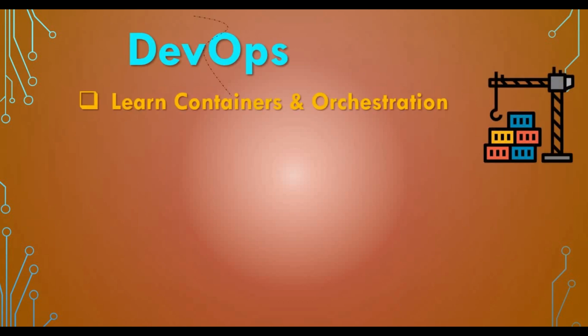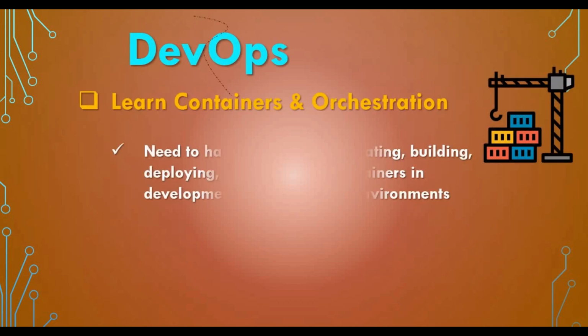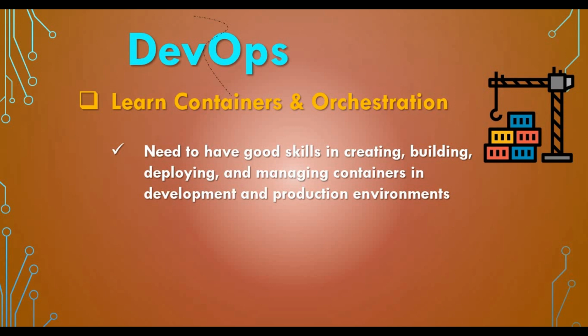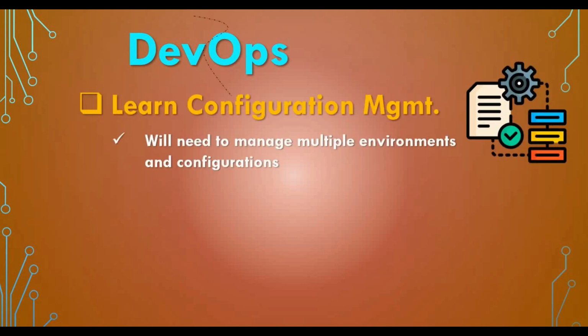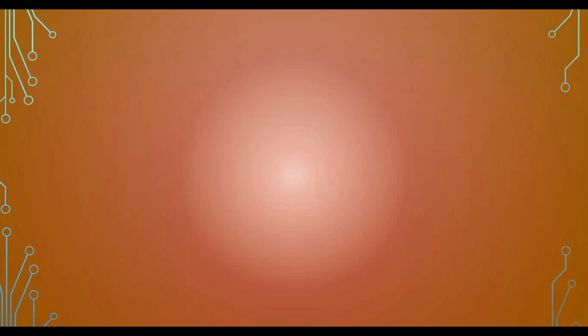Now you can also learn about containers and orchestration, because now most of our applications are deployed as containers in the staging environment or in production in Kubernetes. So you need to have a good knowledge of Docker and Kubernetes. And also as part of your configuration management, you need to have a good knowledge of Ansible. That's what I would suggest. You can learn other tools as well. I would suggest you start with Ansible, because you can easily manage your multiple environments using Ansible playbooks.